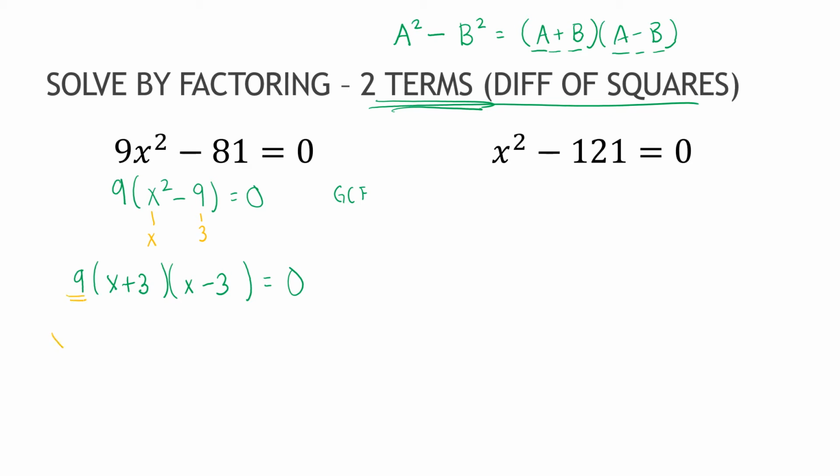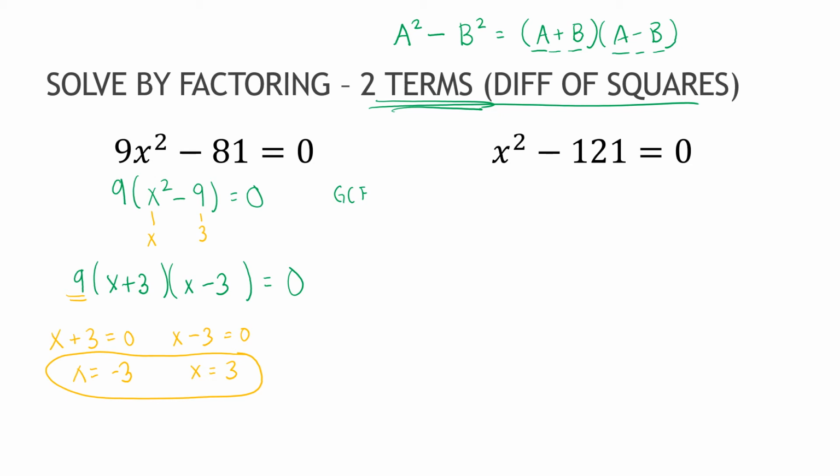Notice, do I need to set the 9 equal to 0? No, because 9 doesn't have an x with it. We only care about the x's. So I'm going to say x plus 3 is equal to 0, so x is negative 3. X minus 3 is equal to 0, so x equals 3. So those are my two solutions, negative 3 and positive 3.